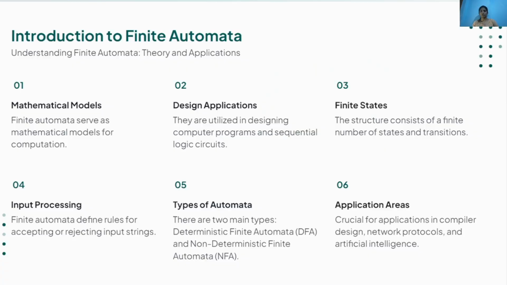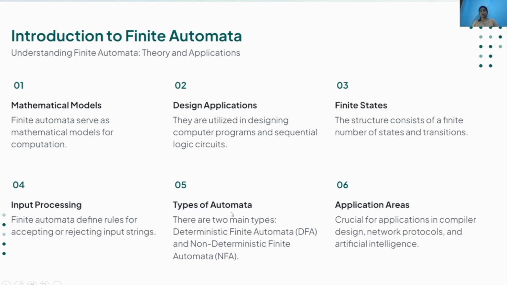Now we have the introduction to finite automata. First, we have mathematical models, and finite automata serves as a mathematical model for computation. Second, we have design applications. Finite automata are utilized to design computer programs and sequential logic circuits. Third, we have finite states. The structures consist of a finite number of states and transitions. We'll learn this while solving problems in the upcoming slides. Next we have input processing. Finite automata defines rules for accepting and rejecting input strings.